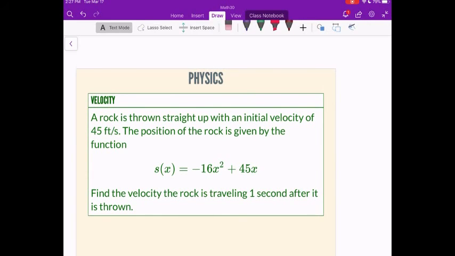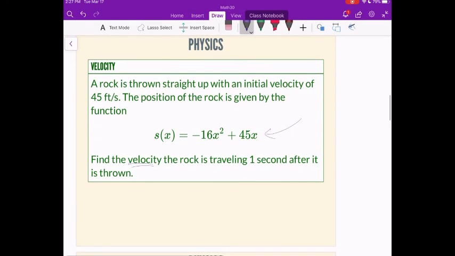Now keep in mind that is the position, not the velocity. So the velocity is how fast is that position changing over time. The way we figure that out, of course, is with a derivative. So we need to know what is s prime of x first of all. And by this point, we're all very familiar with taking the derivative of a polynomial function.